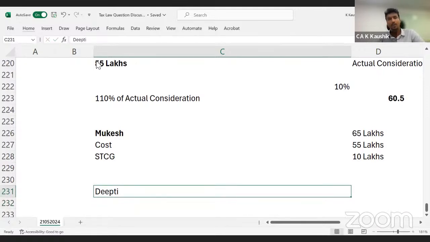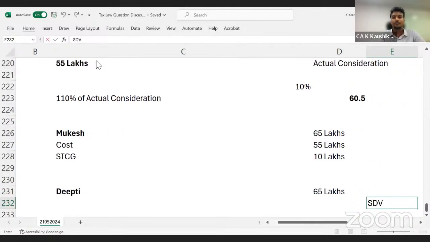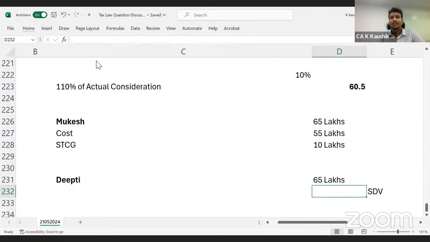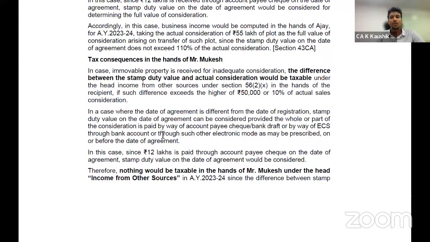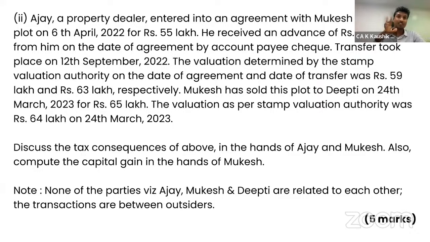Now, in the hands of Deepti, is there any implication? In the hands of Deepti, there is no implication. Again, the 65 lakhs is the transaction value, and the stamp duty value is 64 lakhs. Since the difference is less than 10%, and since it is on a higher value, Mukesh is paying tax on the higher value. So the tax authorities have nothing to say. If you read this entire thing, you have all the explanation given here. So that is the answer that you need to write. For 5 marks, they have asked many things to be answered here.